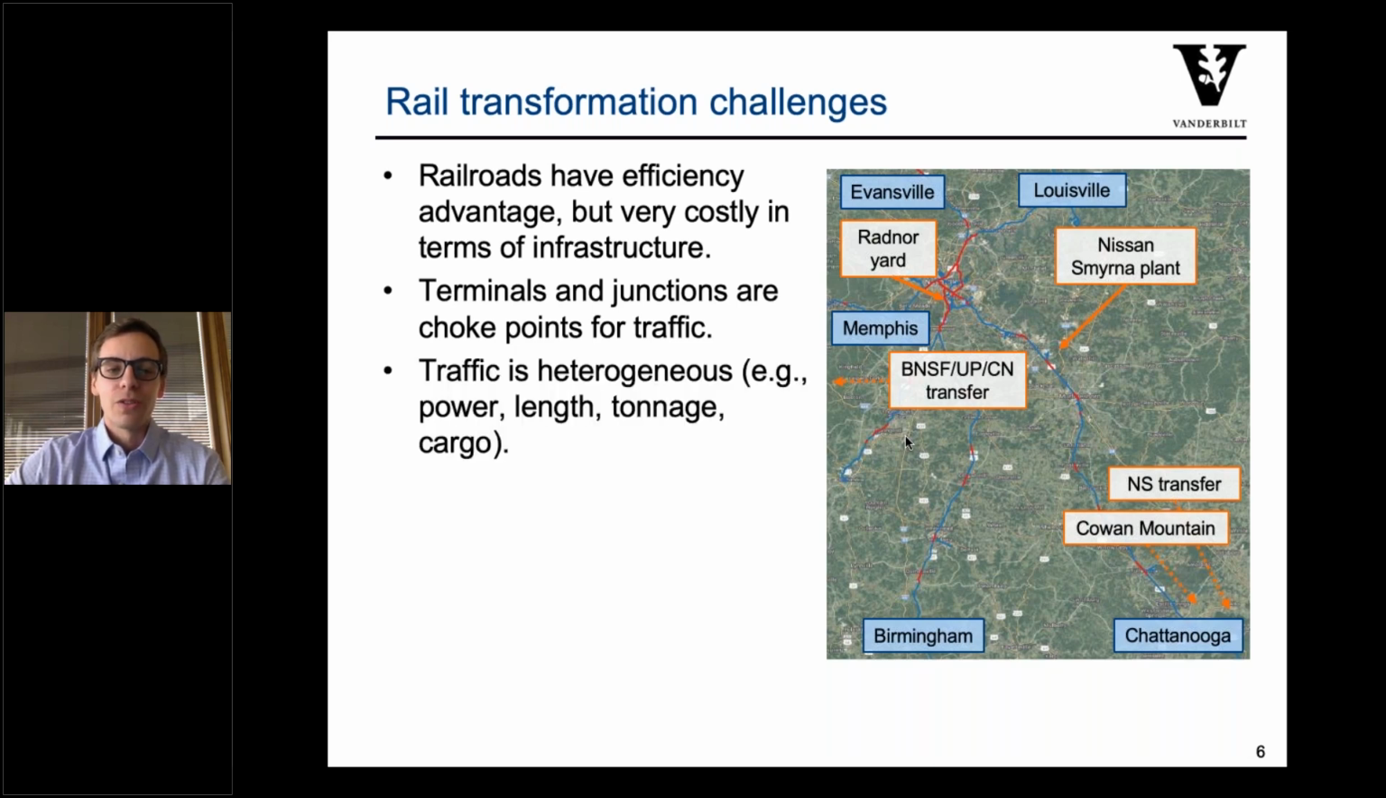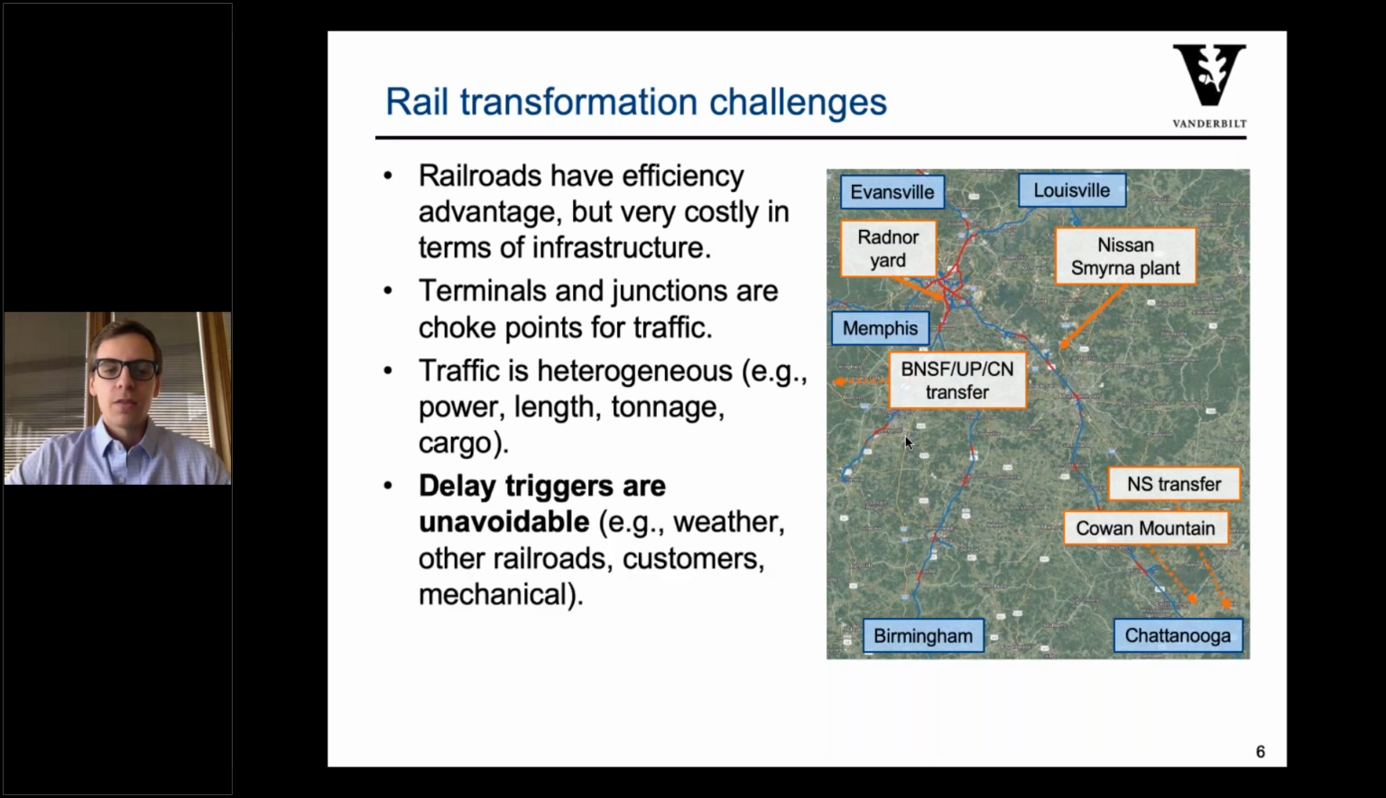An additional challenge is that traffic is very heterogeneous. Compared to the performance variability of trucks out on the roadway, we see much wider performance heterogeneity amongst trains in terms of the power that they're carrying, the length of the train, its tonnage and ability to go up and down inclines, and its cargo and priority. So this is a management challenge for sure.